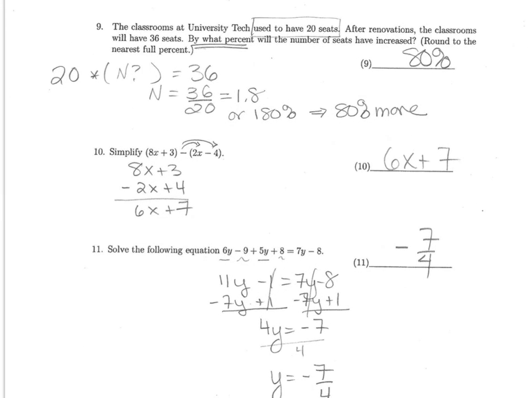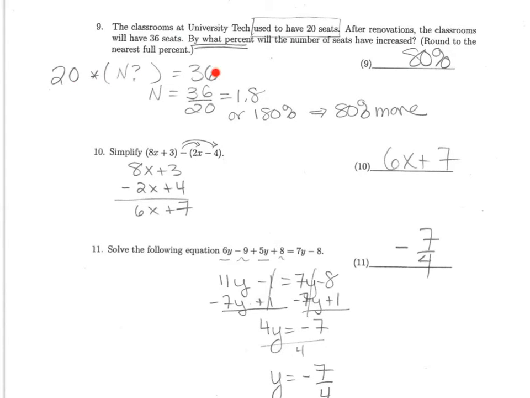Let's look at number 9. This classroom used to have 20 seats. After the renovations, it now has 36 seats. By what percent will the number of seats have increased? So 20 times what percent is that 36?